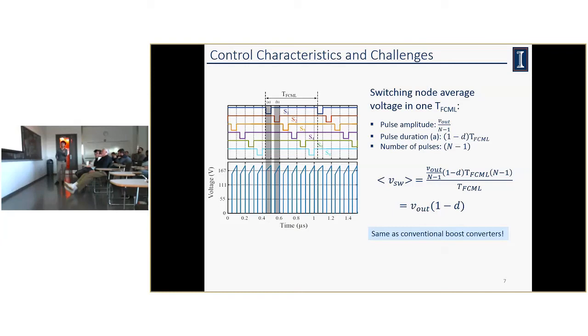So this is already averaged over one switching cycle, so the dynamics of the flying capacitor are not included. We're just showing that the average model of the two-level works for the seven-level because the average is the same over one switching cycle.